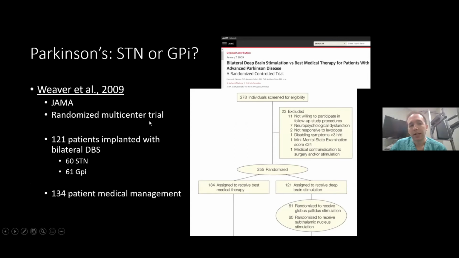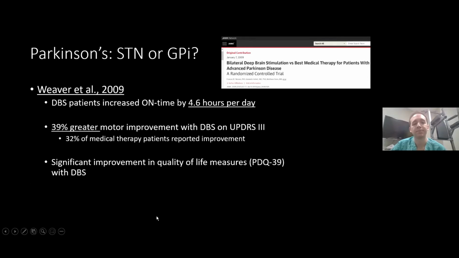Later studies have been coming out comparing these two things. This was reported in JAMA in 2009. This is the initial study. They randomized the patients initially to medical management or deep brain stimulation, and then some of them got randomized to GPi or STN. In the initial study, there was an increase in on time by 4.5 hours a day, which is pretty significant. 40% improvement with DBS on UPDRS testing as well.